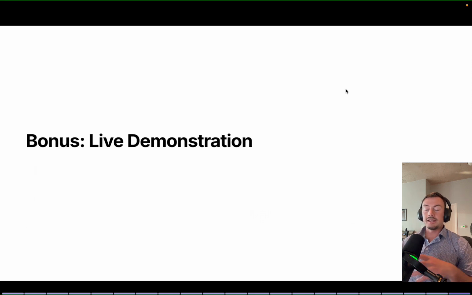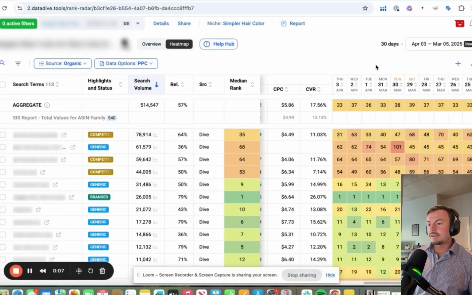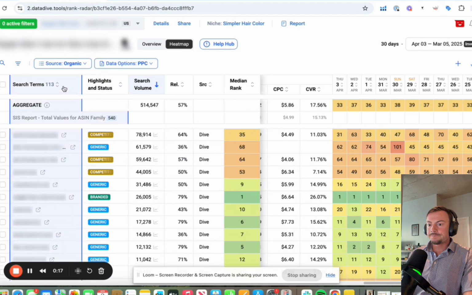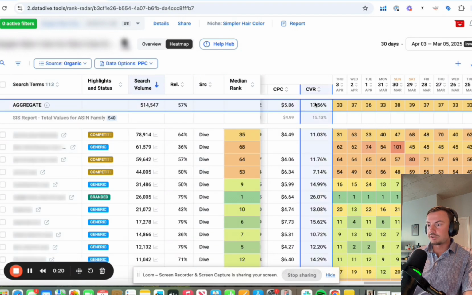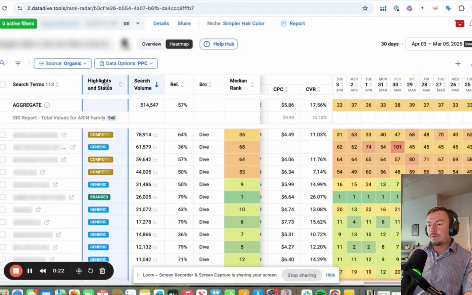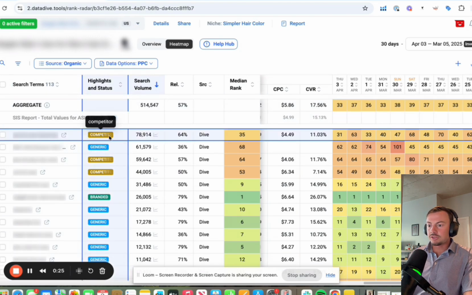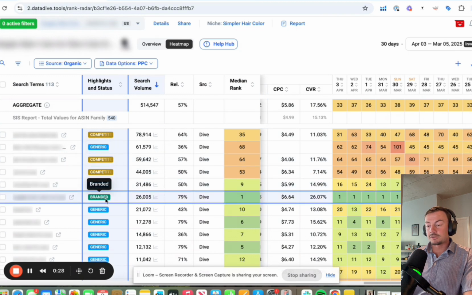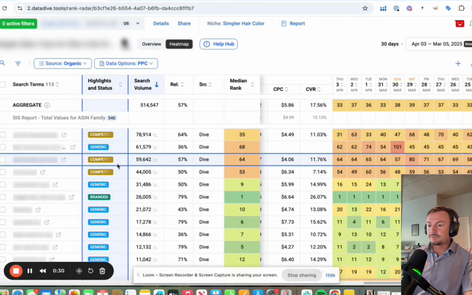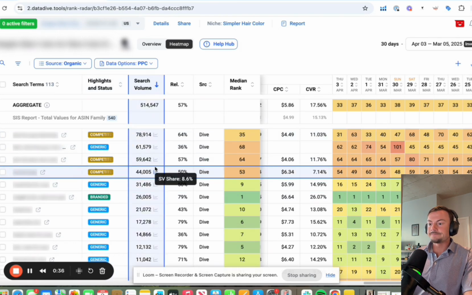Now, I want to show you this in a live account that we're managing. I will blur out any of the sensitive information, but let's get into it. Okay, so here we can see inside of a live ad account, and this is Data Dive's rank tracking feature. I really like it because of how it displays the data. Now, the core things I really want to show here is here we can see the search terms. We can also see our PPC data over here. But I want to show you the highlights because this is how I show competitor, generic, or branded terms. And using these highlights, we can very easily see the ad spend for competitors, for generic, and for branded.